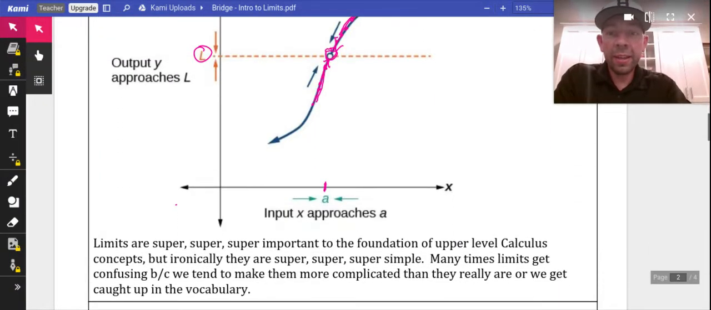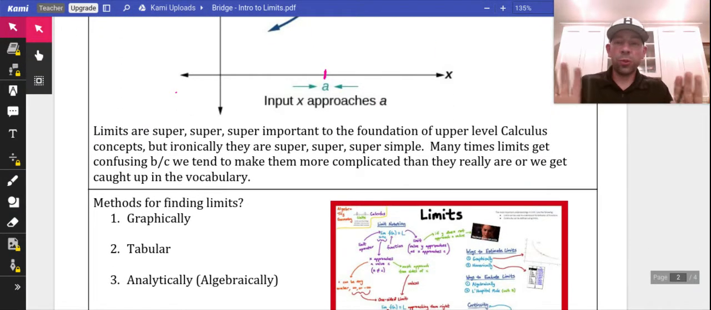All right. Continuing this conversation, and this is what's so wild about limits. They're super, super important to the foundation of upper level calculus. Without limits, you have no calculus. But the funny thing is, they're super, super simple. And a lot of times, if we get confused with limits, it's because we just assume that it's supposed to be really complicated and hard, and we want to make it hard. Just let it be easy.